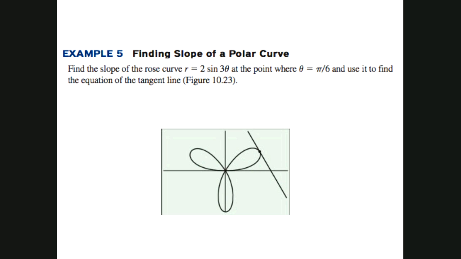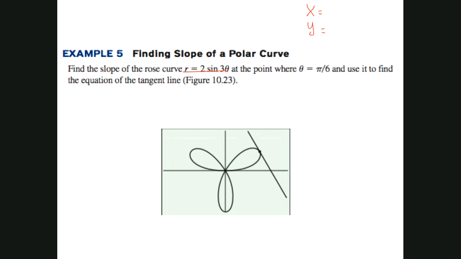So let's take an example. It says find the slope of the rose curve. Okay, so this is the rose curve. This one is used a lot. r is equal to 2 sine of 3 theta, at the point where theta is equal to pi over 6, and use it to find an equation of the tangent line. So what do we need to know here? We have to find out x and y.